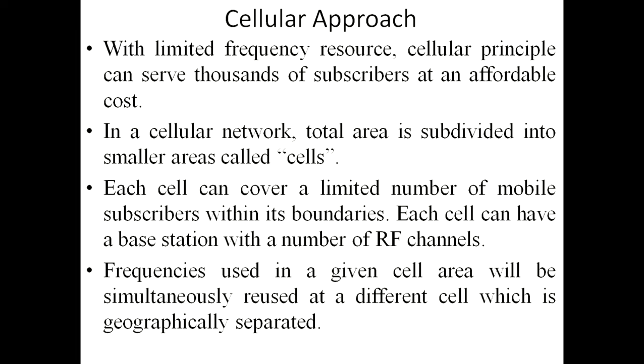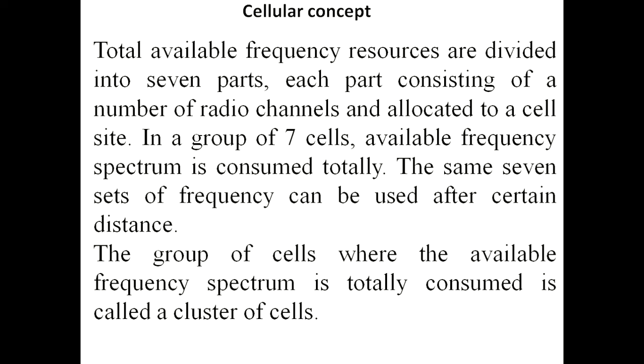The frequency used in a given cell area will be reused at a different cell which is geographically separated. For example, assume you have a group of 7 cells to which the available frequency spectrum is totally assigned. The same 7 sets of frequencies can be reused by another set of radio channels at a certain distance. This concept is called frequency reuse. The total available frequency resources are divided into 7 parts, each part consisting of a number of radio channels and allocated to a cell.